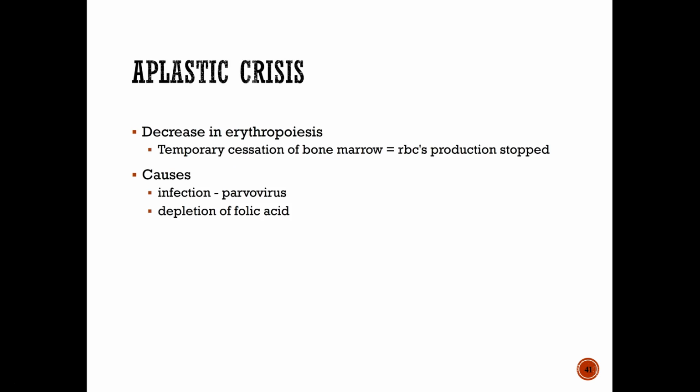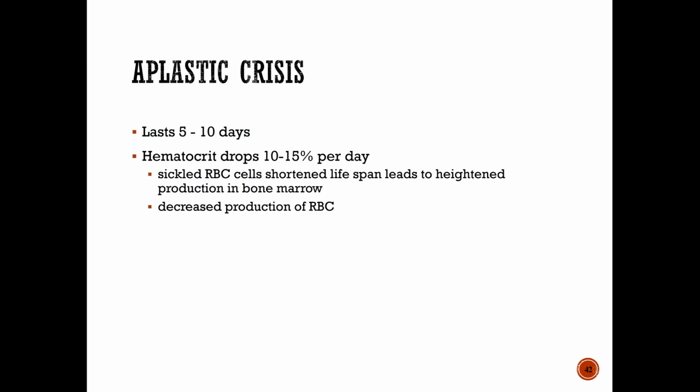Aplastic crisis is a decrease in erythropoiesis, which is temporary cessation of the bone marrow, which equals red blood cell production is stopped. So red blood cells are no longer being produced. Causes are the parvovirus and then the depletion of folic acid. It usually lasts about 5 to 10 days. The hematocrit drops 10 to 15% per day. Sickled red blood cells have a shortened lifespan, which leads to a heightened production in bone marrow as is, and then you're going to have a decreased production of red blood cells.